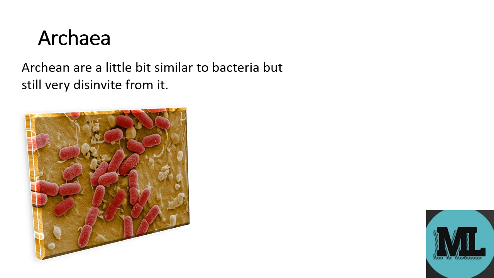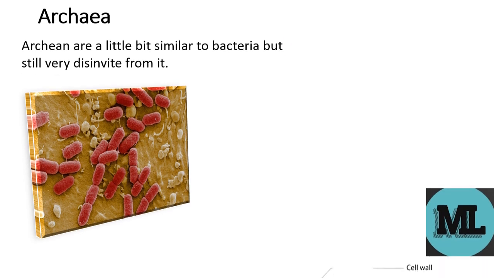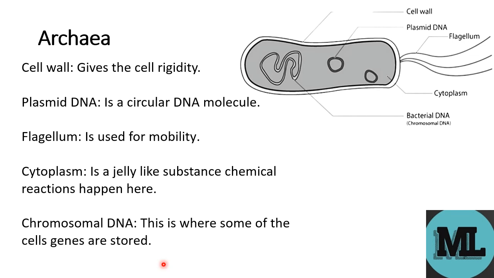So here we have Archaea. Archaea are a little bit similar to bacteria, but still very distinctive from it. The thing about Archaea is that they may be the same in size, but still they're a little bit different from bacteria. Here we have an Archaea cell. It contains a cell wall, plasmid DNA, flagellum, cytoplasm, bacterial DNA. All the things may not be labeled here, but I want to tell you the main bits.